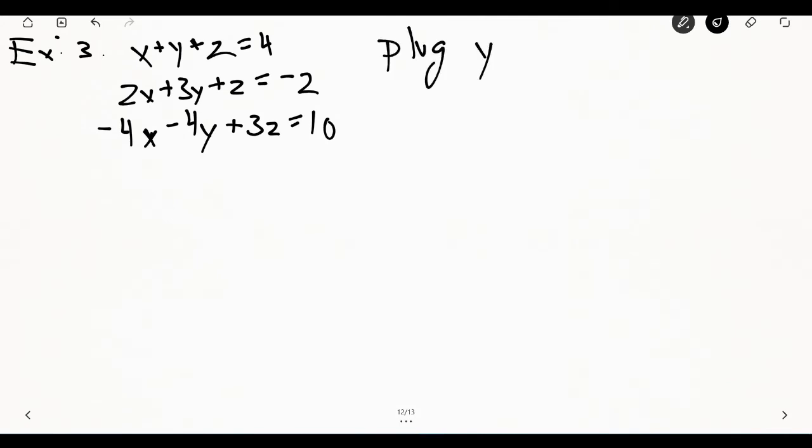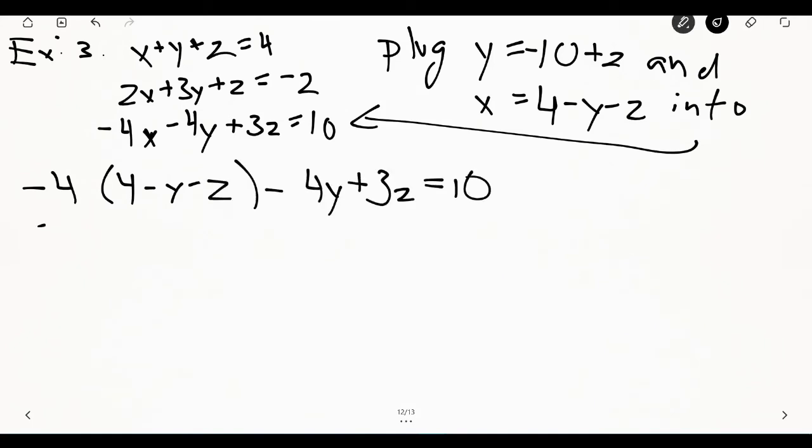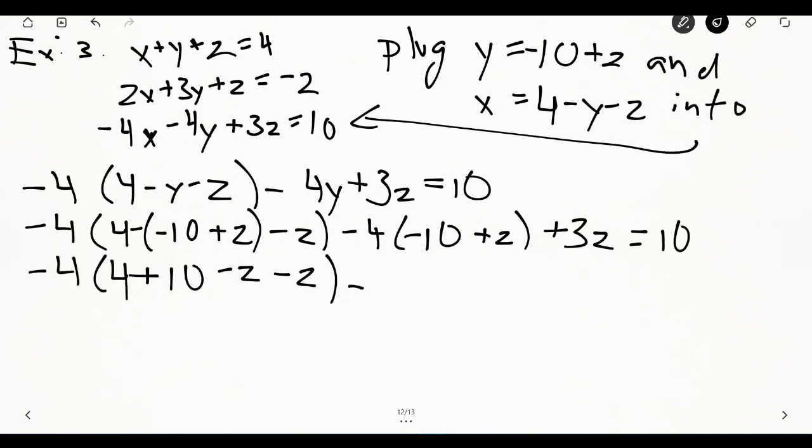This time, we use the third equation and receive the expression negative 4 [4 minus (negative 10 plus z) minus z], minus 4 (negative 10 plus z) plus 3z is equal to 10. Solving for z, we get z is equal to 26 over 7.